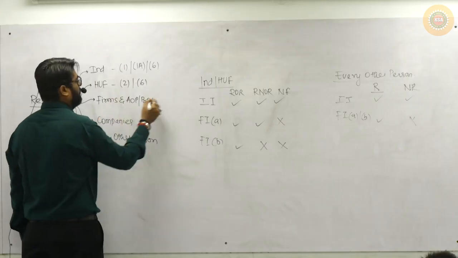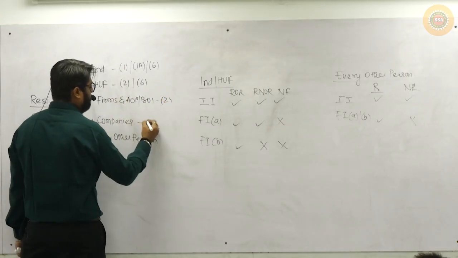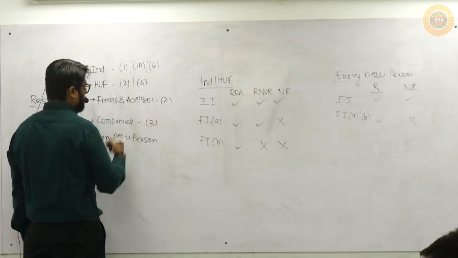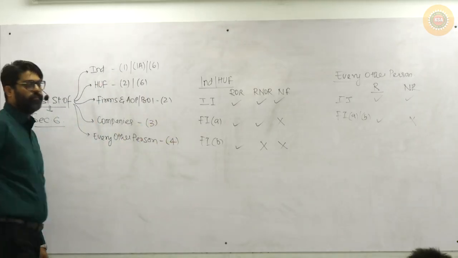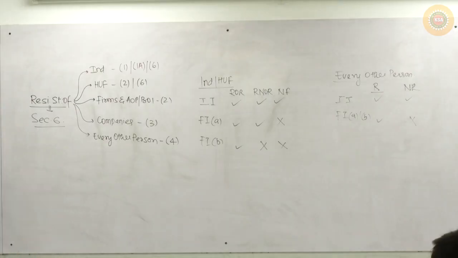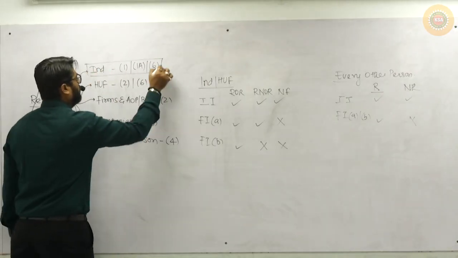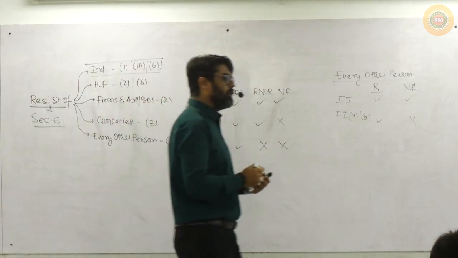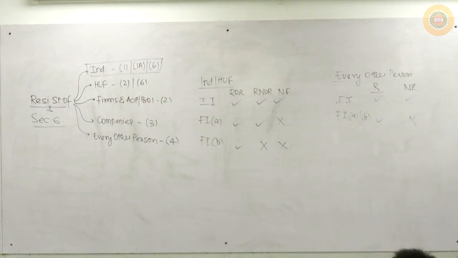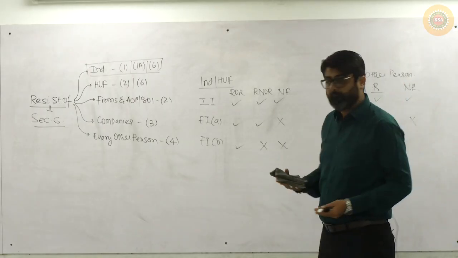For firms and AOP, BOI, we are going to check only subsection 2. For companies, we are going to check subsection 3. For every other person, we are going to check subsection 4. Now, the most time consuming thing is this. If you understand this, the rest everything is very easy. Okay. So, first of all, we'll know how to determine the residential status of an individual.